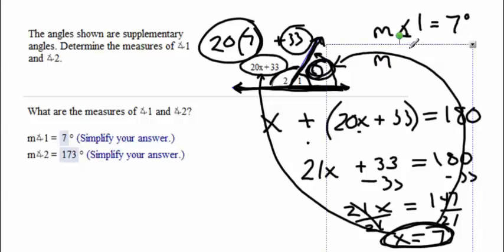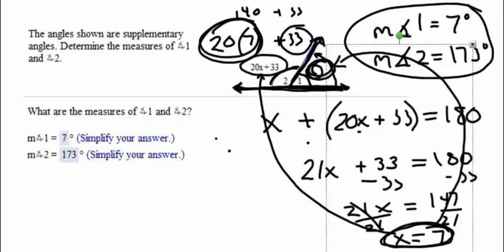So the measure of angle 2 is 173 degrees. And again, how we got that was we went 20 times 7 to get 140, and then we added 33 more to get 173.